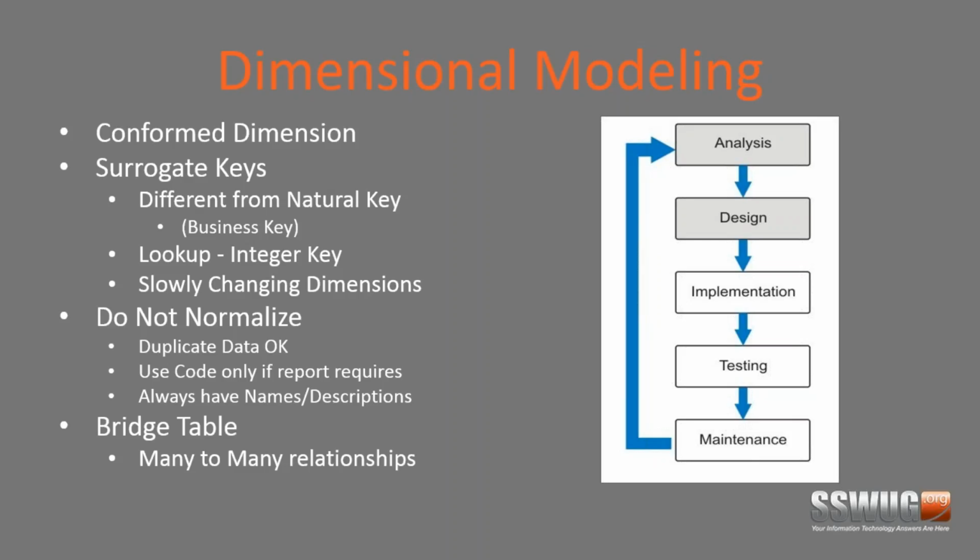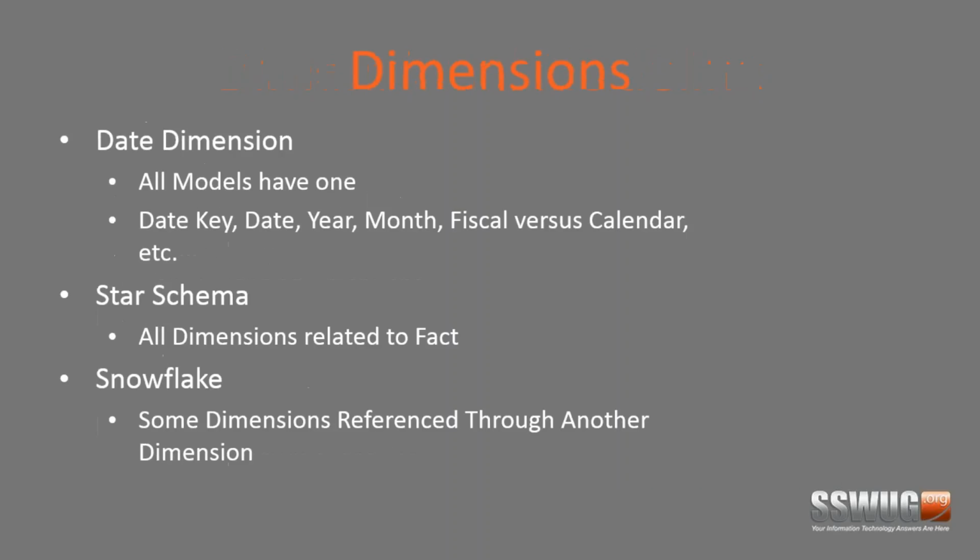Don't worry about normalizing data in a dimensional model. Duplicate data is okay. And you always want to have names and descriptions for codes. Don't just use codes for reporting. So use something that might be 20 to 30 characters long, not something like 100 to 200 characters. But you need something more than ABC-01. If you want to get really good at dimensional modeling, you'll learn something about a bridge table, which talks about many-to-many relationships. If you go to SQLBI.com, they have a great white paper on the evolution of many-to-many.